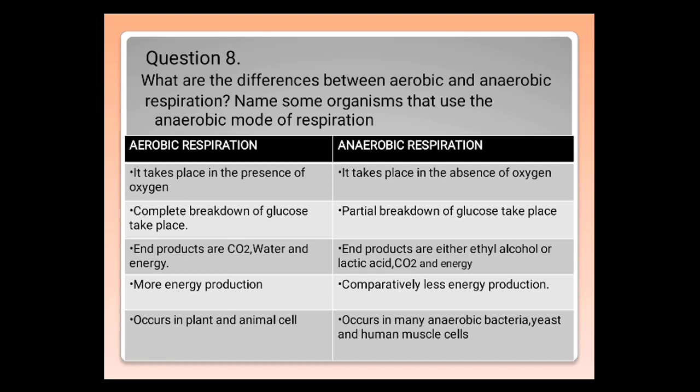Next point. In aerobic respiration, more energy is produced compared to anaerobic respiration. Next point. Aerobic respiration occurs in plant and animal cell, whereas anaerobic respiration occurs in many anaerobic bacteria, yeast, and human muscle cells. Moving on to the next question.